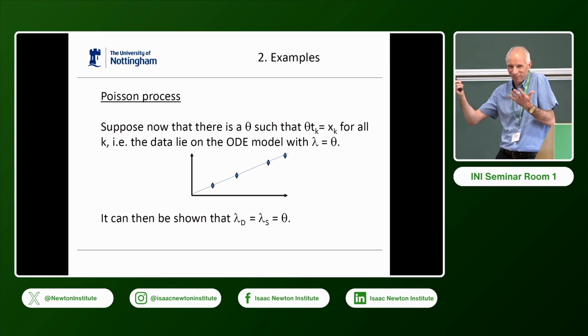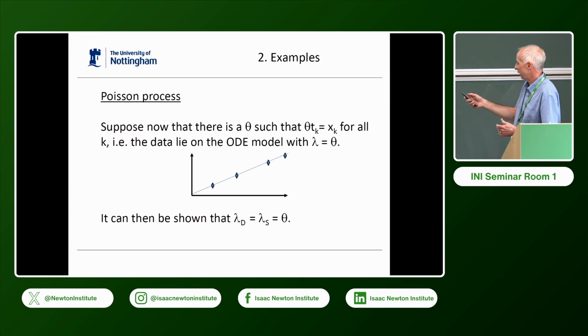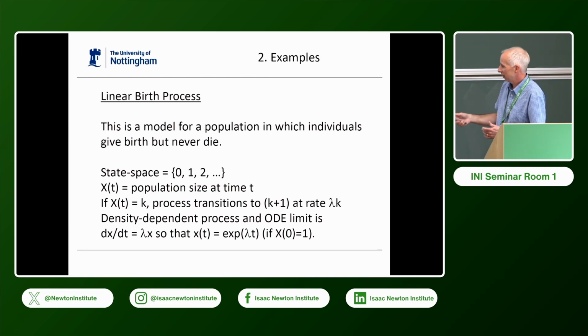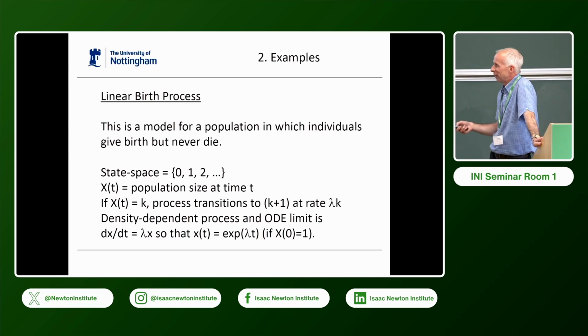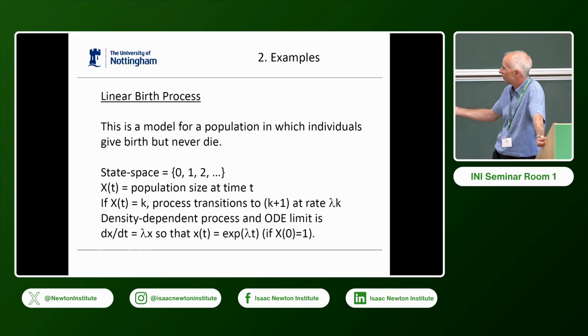You might think, yeah, this is all very simple, and surely anything more complicated is not going to work. So you start going through the cookbook of elementary stochastic processes. The next one on your list is the linear birth process, a model in which individuals give birth and never die. Here's the state space: you go from state k to k plus 1 at rate lambda k, so lambda is a per-individual birth rate. This is density dependent. The ODE limit is dx/dt equals lambda x, so the solution looks like this.